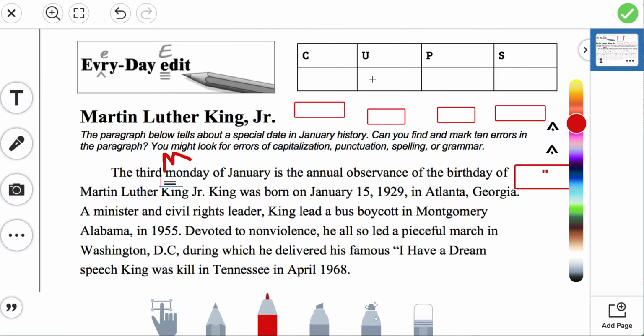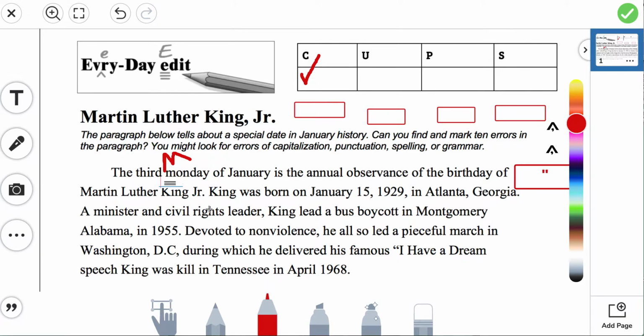Now, what kind of error was that? Dealing with C, U, P, or the S in CUPS. The lowercase m needed to be uppercase, so that's dealing with caps, words that need to be capitalized. So add a check mark underneath the C column in our CUPS chart. Then let's look at the end of that sentence. The third Monday of January is the annual observance of the birthday of Martin Luther King Jr., King.